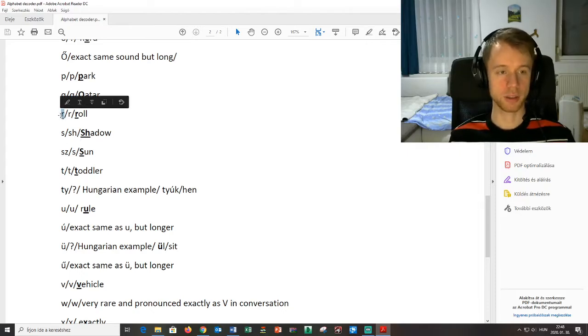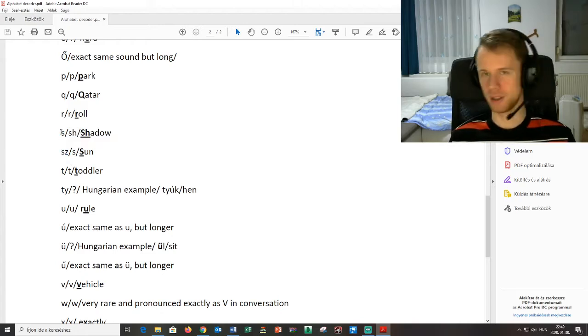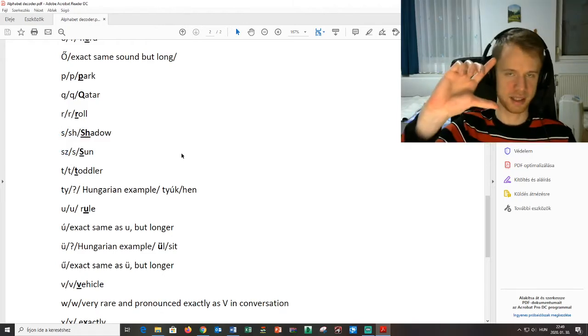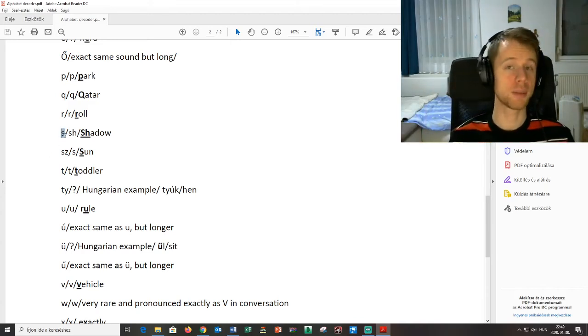R, so this is going to be R or R. The core of the sound is R. And like in roll, R. Sh, like in shadow. Yeah, it's going to be hard to get used to this. This is not S, this is Sh. And this is the S. So, if you are a Polish speaker, this is the exact opposite of how it would be in Polish. So this is going to be Sh, and this is going to be S.